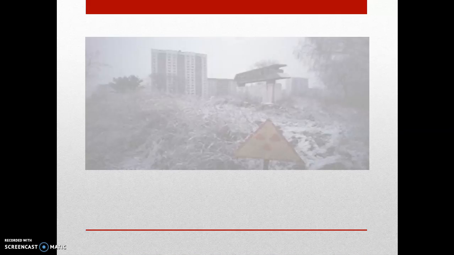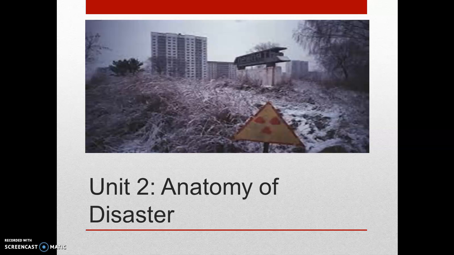The second unit that we have on this subject is all about Unit 2, the anatomy of disaster. This unit talks about the anatomy of disaster and the types of disasters, and also how disaster affects our life. Understanding the hazards would lead to more effective disaster risk reduction efforts.